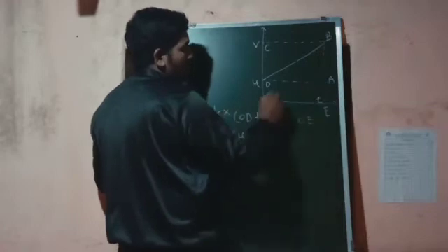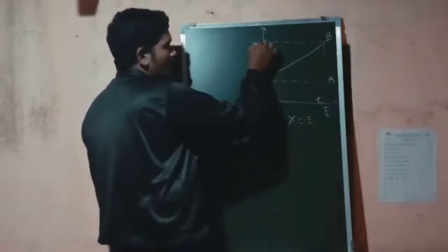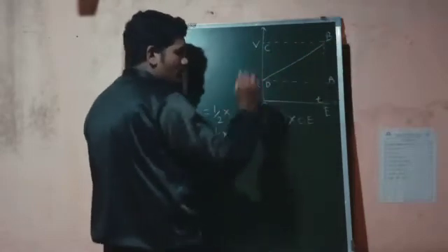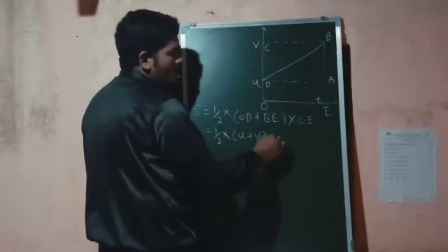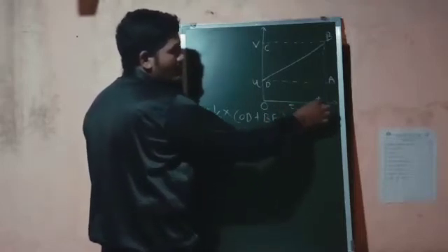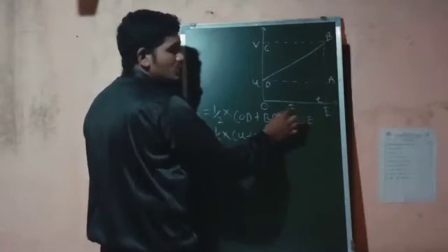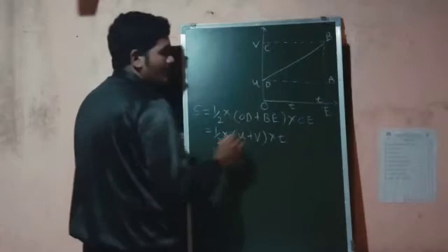BE is parallel to OC also, and this OC is nothing but V. So BE will also be equal to V. So I will write here V into OE, which is the time T. I have written it here, but I will write it again so you will get it very easily. So OE is T.